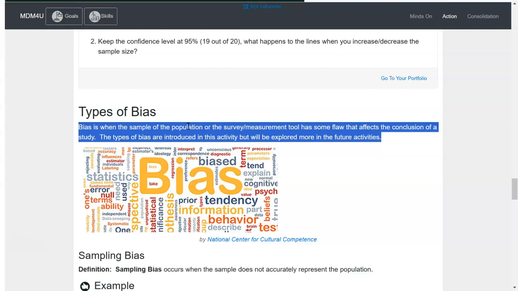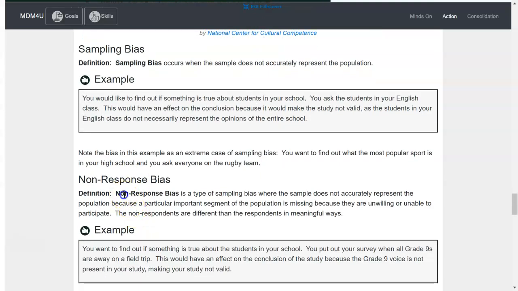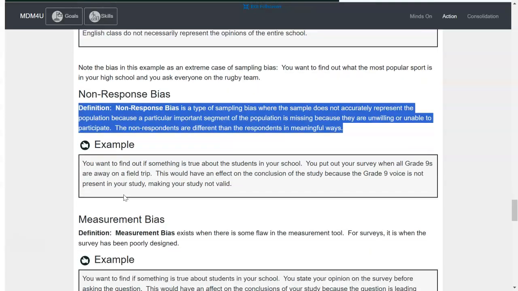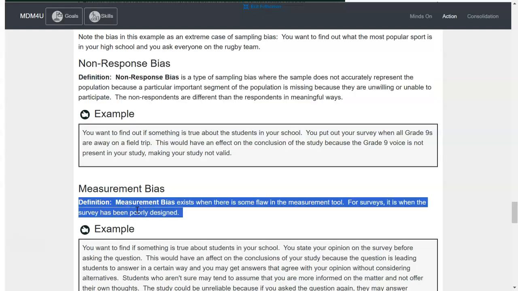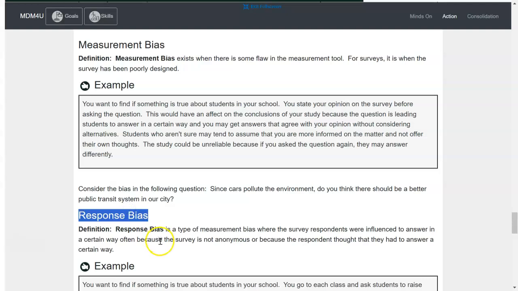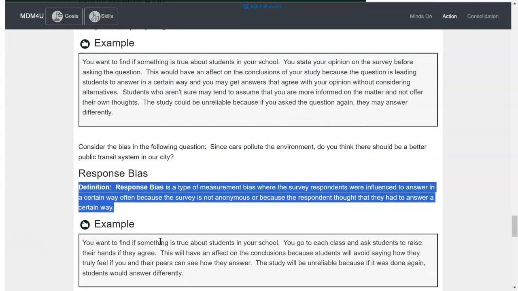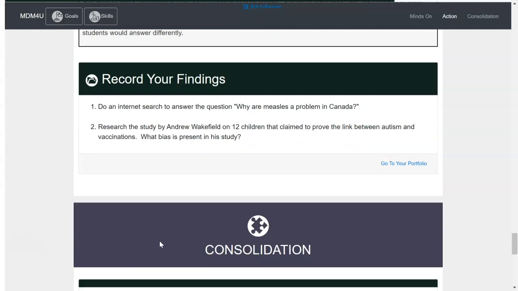I don't know what the story is, but the sample doesn't represent the population. So, that's what bias is. Is it because people didn't respond? That's non-response bias. Is it because you messed up in measuring? That's measurement bias. Is it response bias, that people are choosing to give me a bad answer, or I've set up the question so that I'm getting a bad answer? That's called response bias.